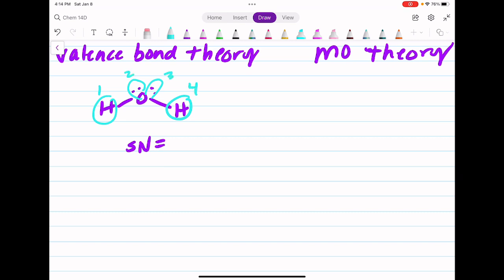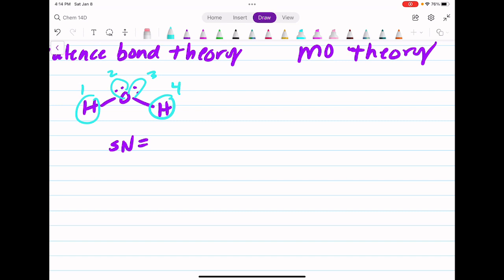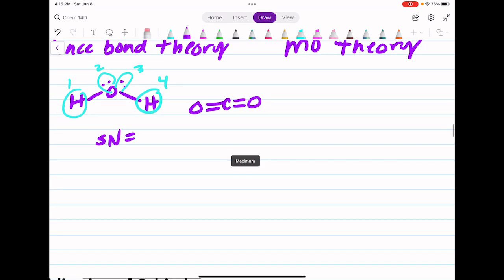The reason I'm circling the atoms rather than the bonds, which kind of looks like it might make more sense, is because you could incorrectly calculate the steric number if you were counting it by bonds. And I'll give you an example of that right now, actually. So let's look at carbon dioxide. So carbon dioxide, the steric number is actually 2. So we are counting lone pairs.